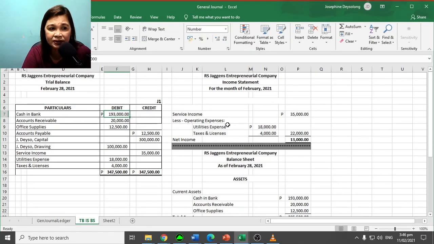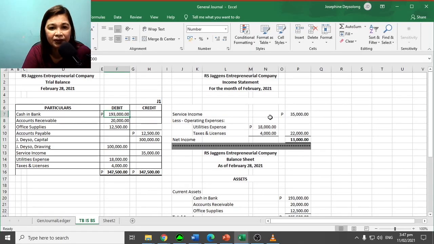Less operating expenses. So far, we only have two operating expenses: utilities expense and taxes and licenses. By the way, the column here is not debit, and the column here is not credit. The placement here is for purposes of a very good presentation of an income statement. There is a proper indentation for you to compute it in a proper way.